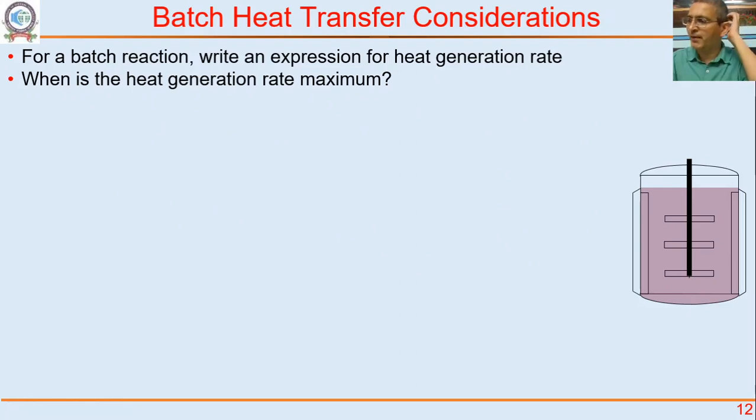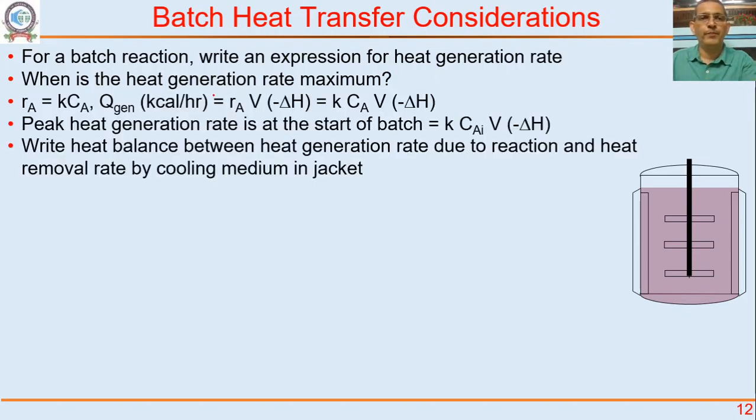Okay, so imagine that we have a batch reactor. Can you write an expression for heat generation rate? Can you tell me when the heat generation rate is maximum? Pause, do it for yourself. So, the rate is K Ca. Let's say it's a first order reaction. Heat generation rate would be Ra into V into delta H. So, K Ca V into delta H. This is what we have been writing.